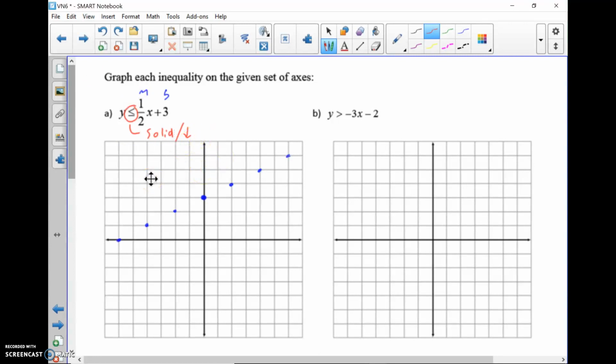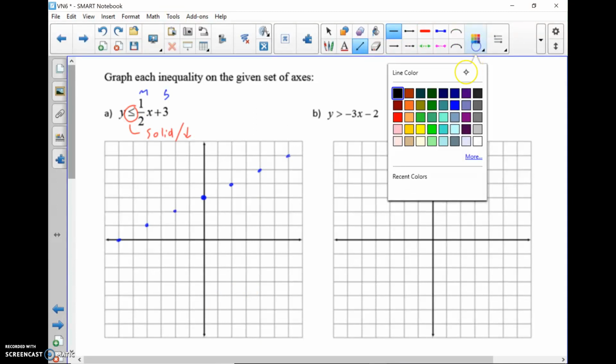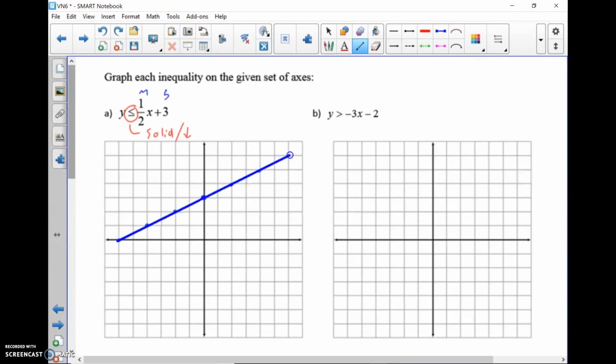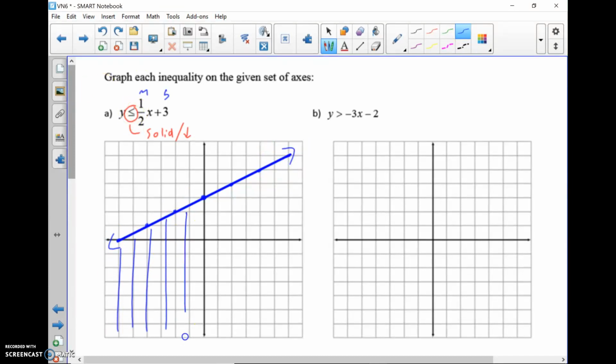So that means I'm going to draw a solid line here. Now, I actually have a nice line tool that helps me with that. You should use some sort of ruler or a straight edge, but I'll keep with the same colors here. So I draw a solid line because I have that equal to. If it was just less than, it'd be a different story. And we put arrows on the ends. And then less than means I shade below it. So I shade everything less than.